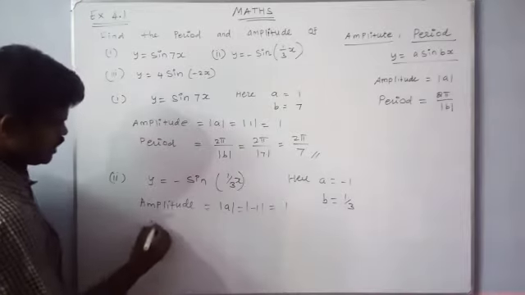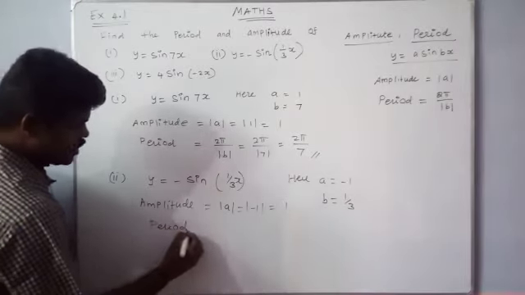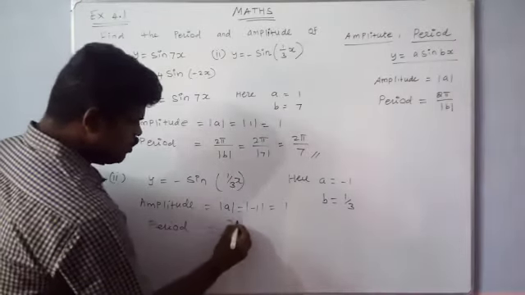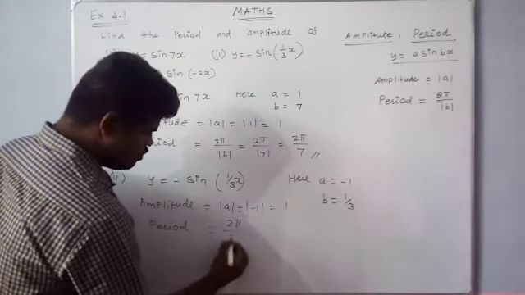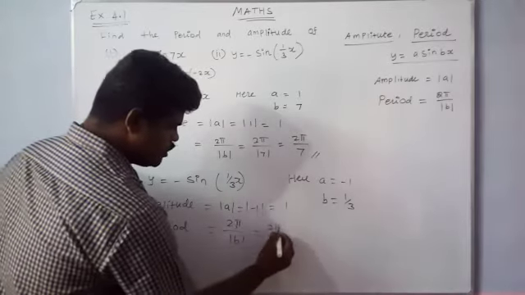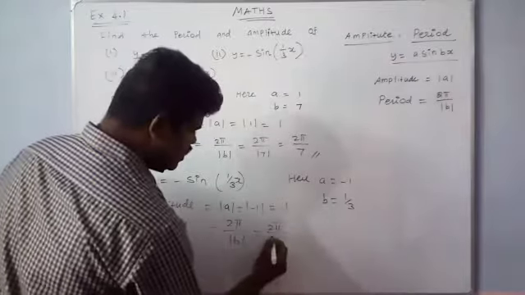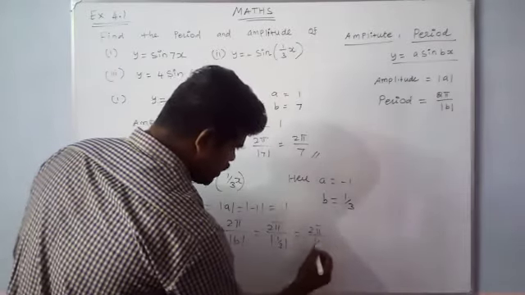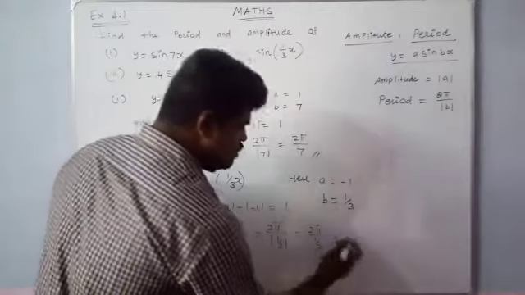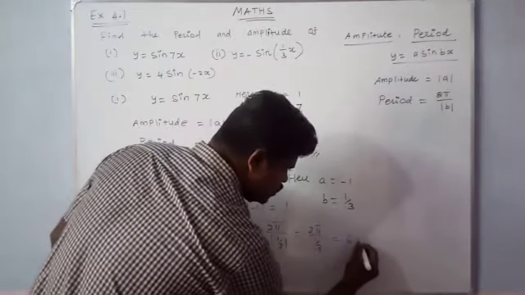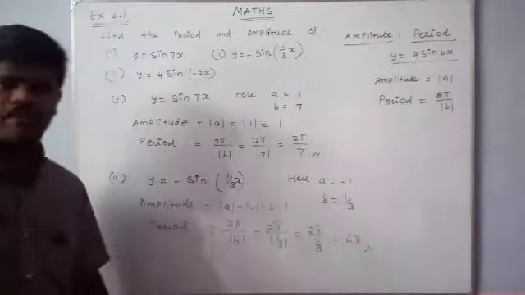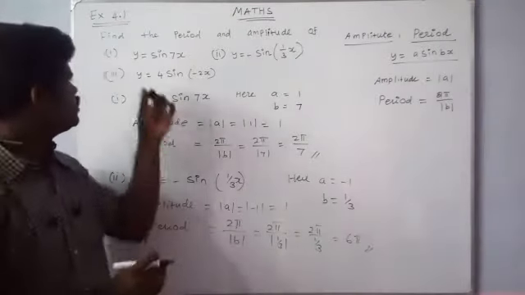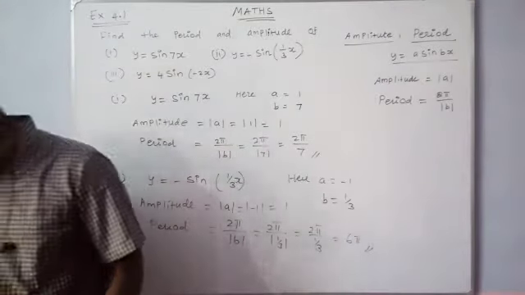And period. Period is equal to 2 pi by modulus B. That is equal to 2 pi by modulus B, what is that? Modulus 1 by 3. So the answer is 2 pi by 1 by 3. The 3 goes into the numerator. So the period value is 6 pi. Okay, right. And we want to find the third one.